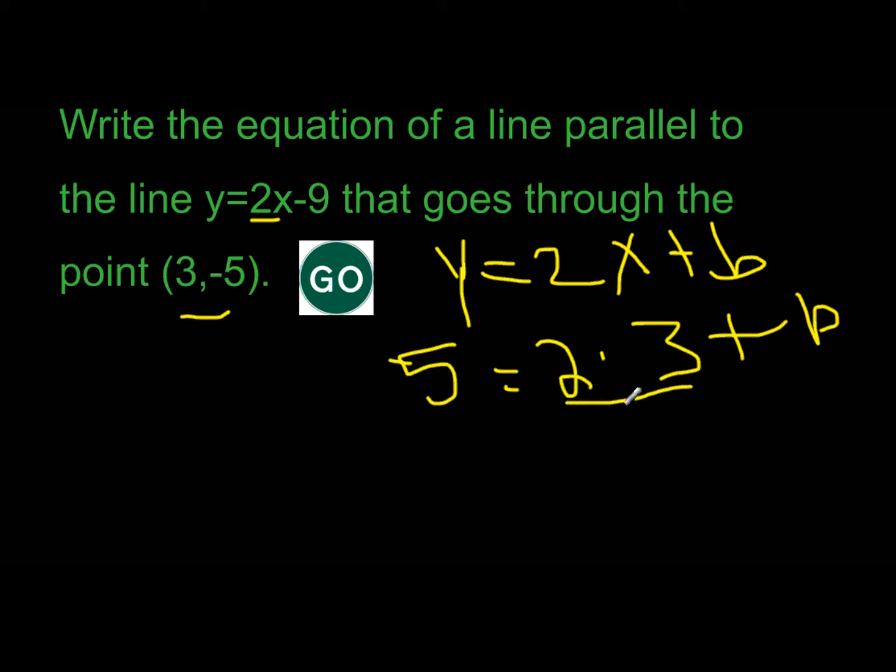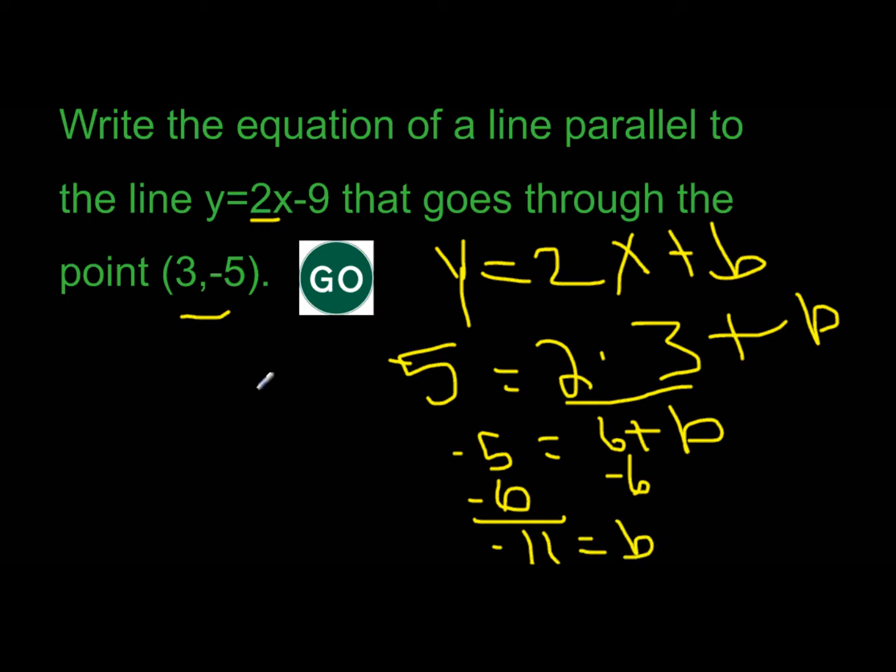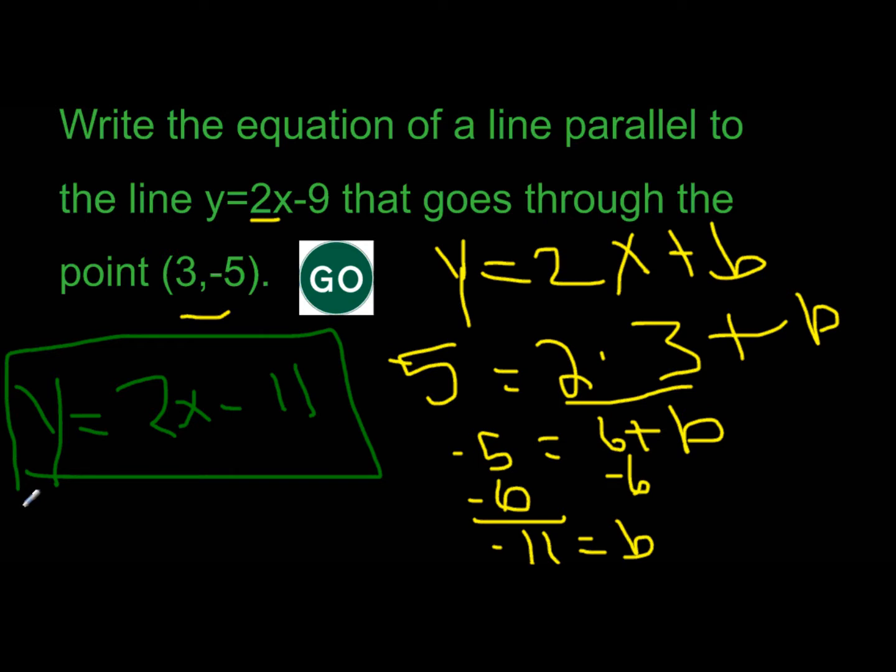Now I do my 2 times 3, which is 6, plus b equals my negative 5. And now I have to subtract 6 from both sides. Negative 5 minus 6 gives me negative 11 is equal to my b. Now I'm set and ready to go. I can write my equation. y equals 2x, same exact slope. I could write plus negative 11, but it looks super smart if I just write it as minus 11. So here's my equation of my line that is parallel to y equals 2x minus 9.